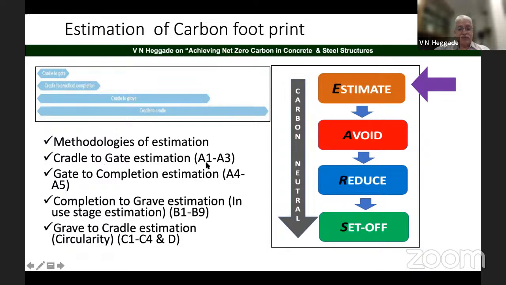Cradle to gate estimation has to be done. Gate to completion is the construction, that is A4 to A5. Completion to grave estimation is called the in-use stage, basically. And finally, grave to cradle estimate. That also includes the circularity. If it is used back, it is plowed back. If the same construction materials and construction components can be plowed back and the reconstruction can be done, what we call a circularity, that we are going to discuss.